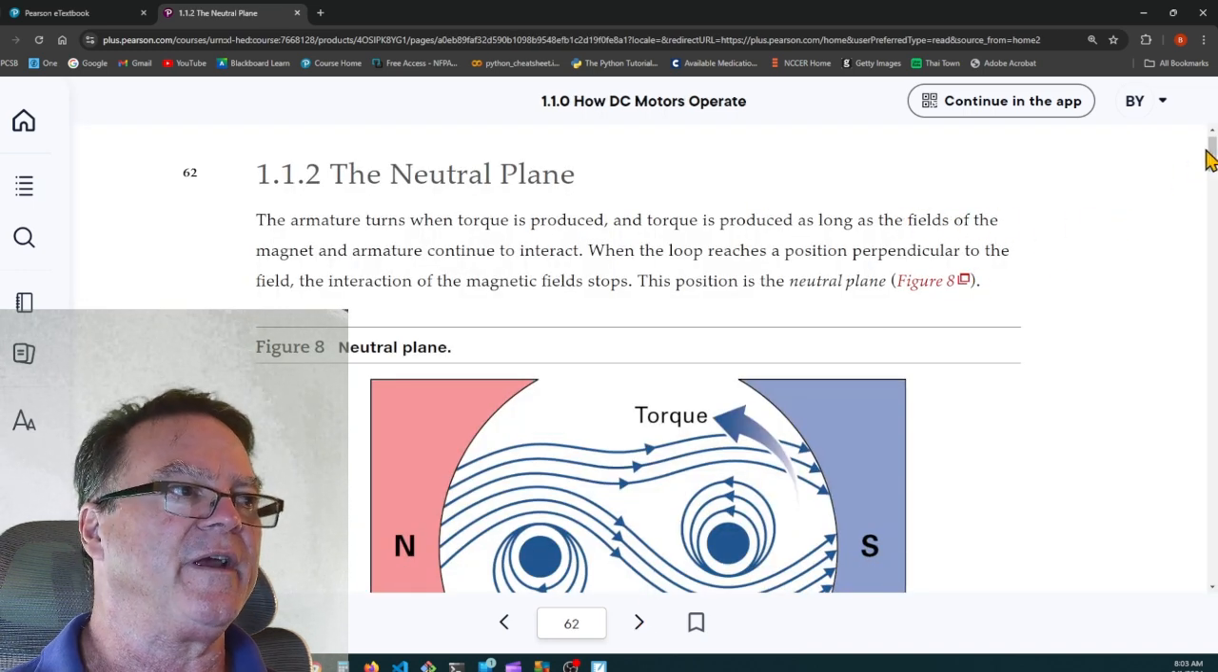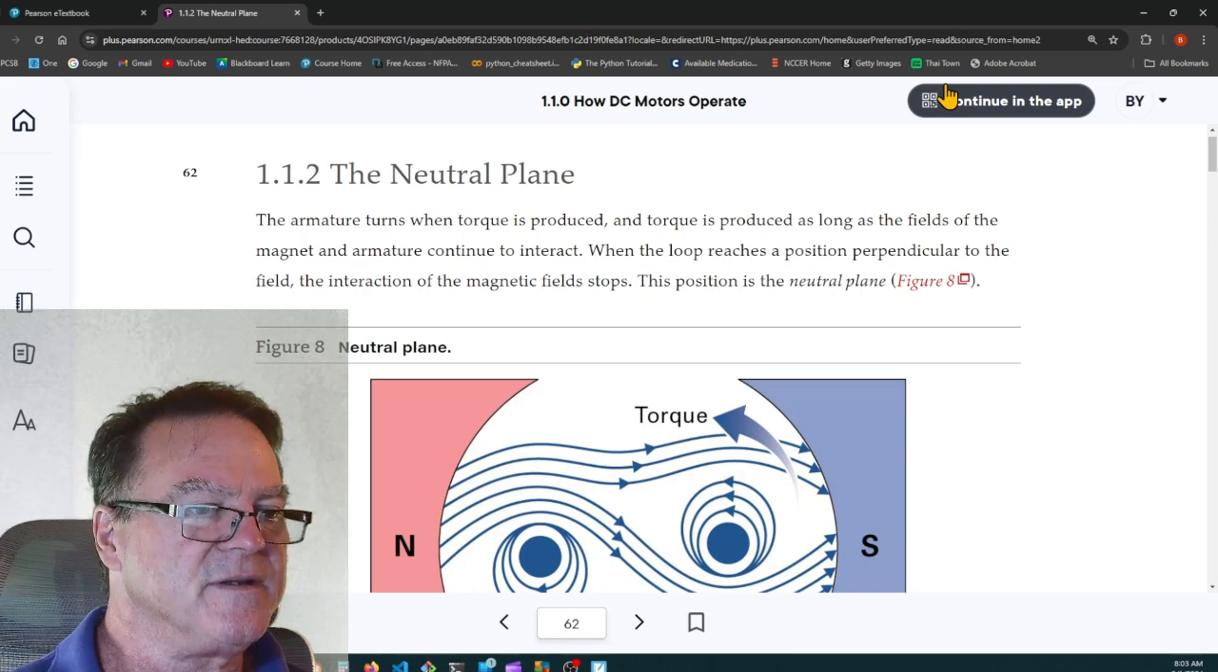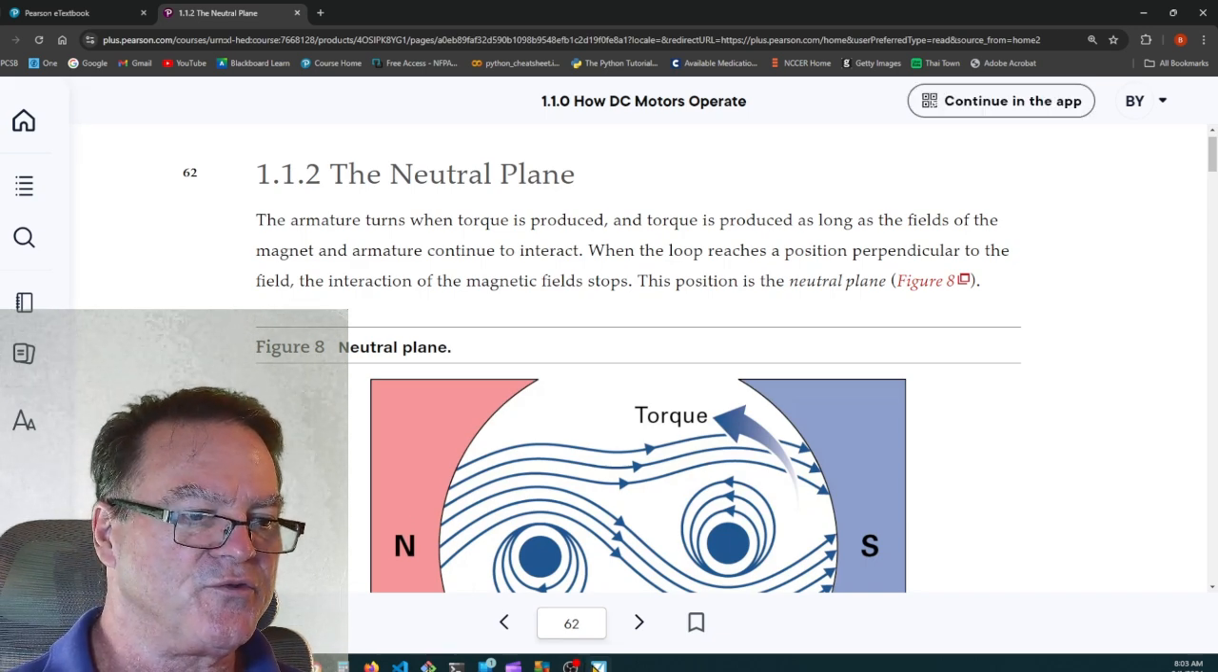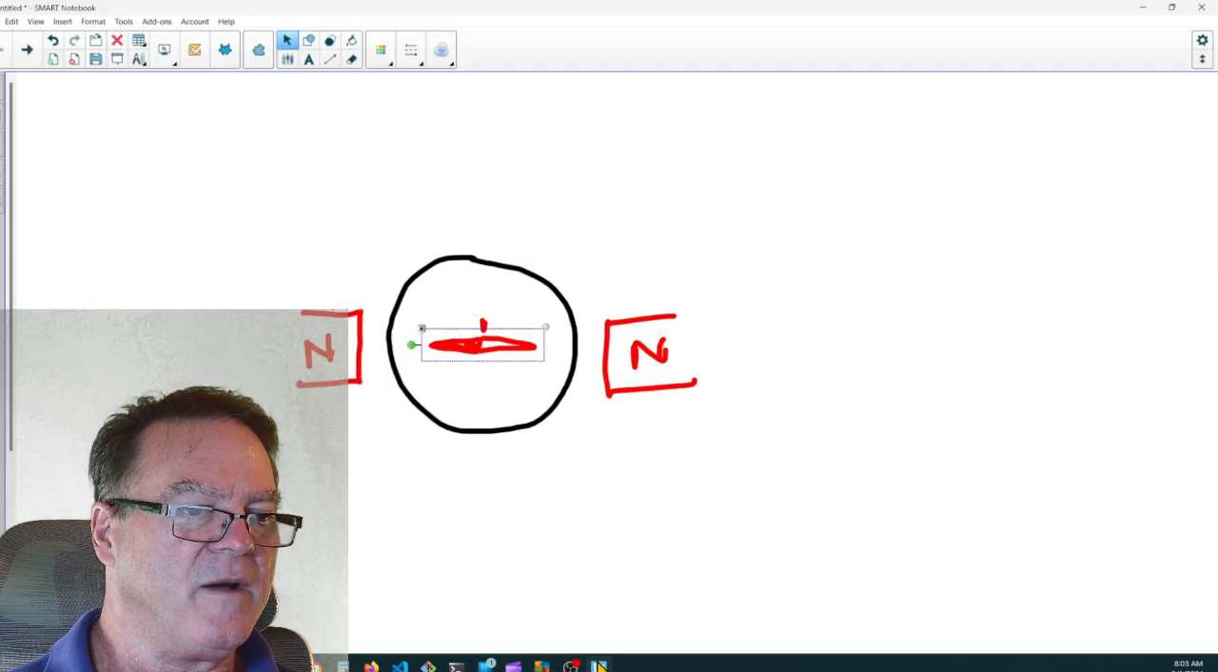The neutral plane. Let me discuss the neutral plane.